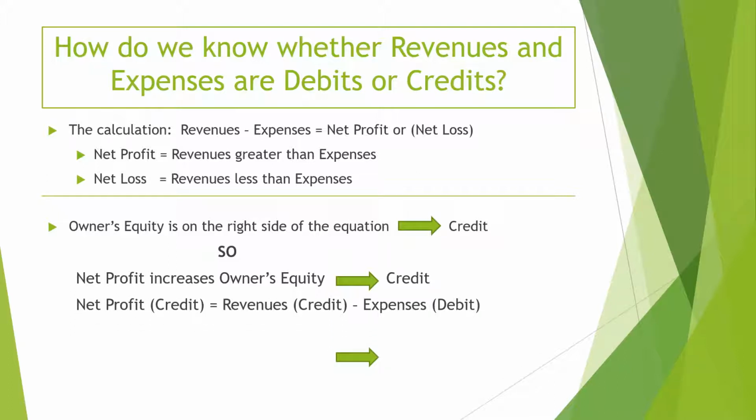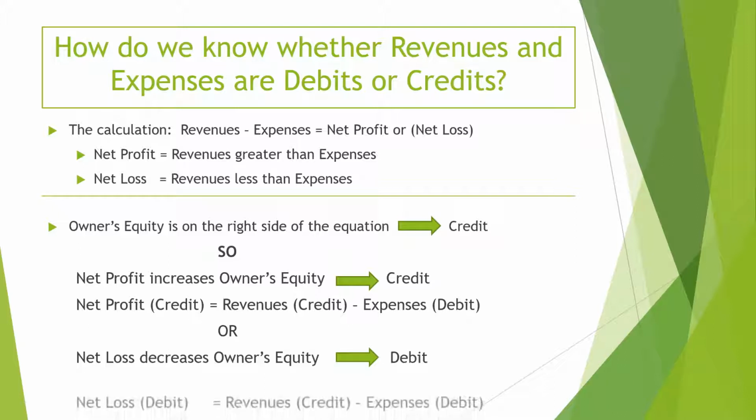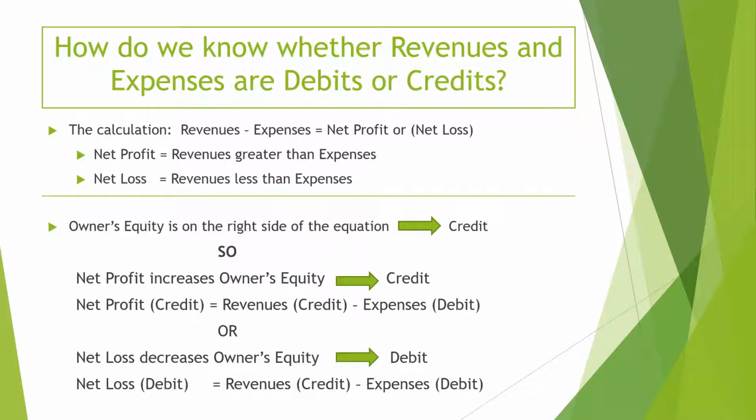And so net profit is a net credit, where our revenues, which are a credit, are greater than our expenses, which are a debit. Or a net loss decreases owner's equity because that is a debit. A net loss is a net debit, and that's because our revenues, which are a credit, were less than our expenses, which are a debit.